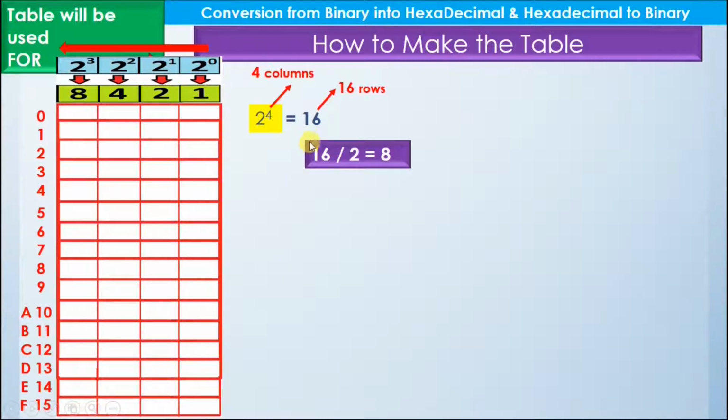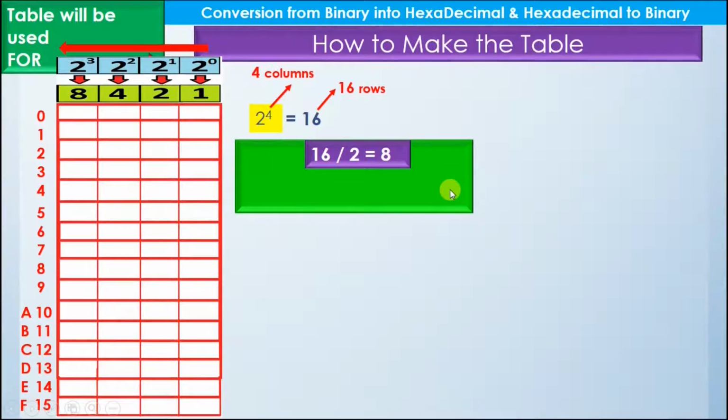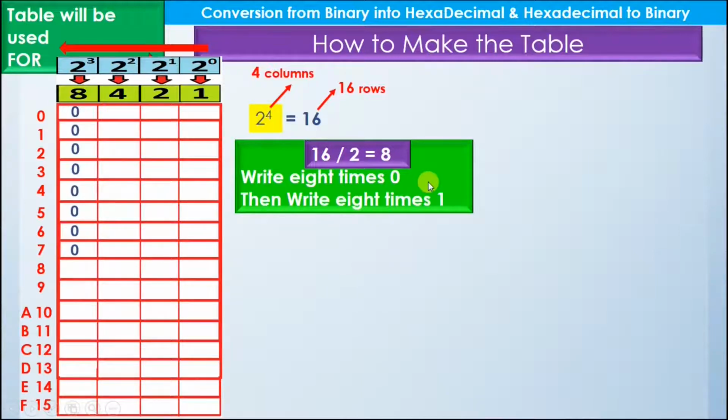So first of all, we know that the base of hexadecimal is 16. So we divide 16 by 2. Why 2? Because we are dealing with hexadecimal and binary conversion and binary has the base 2. So we divide 16 by 2 and we get 8. So how will we fill the table? We can see once we get 8, we write 8 times 0. So 8 zeros come in this column. And then write 8 times 1. So 8 ones come to this column. Now this column is filled.